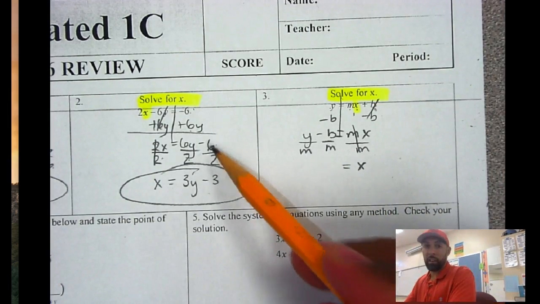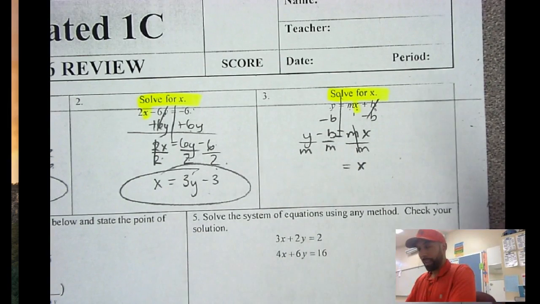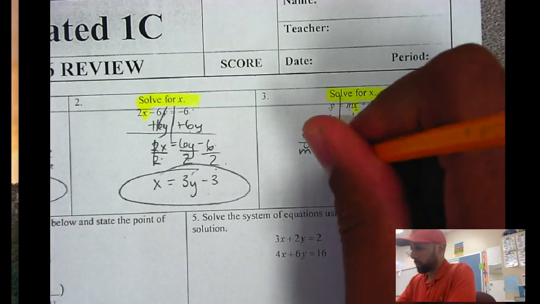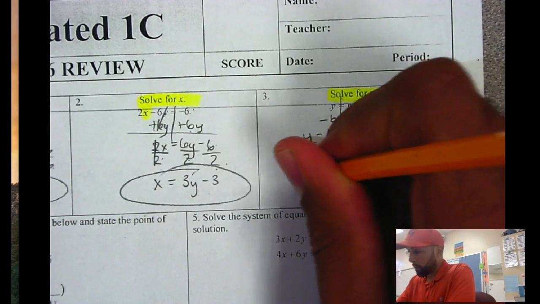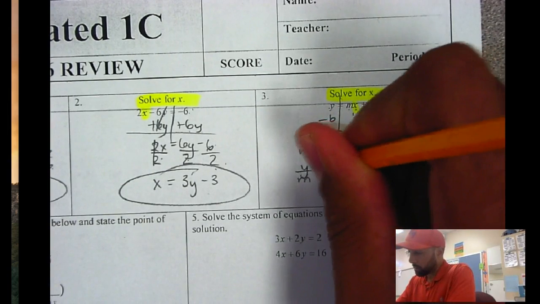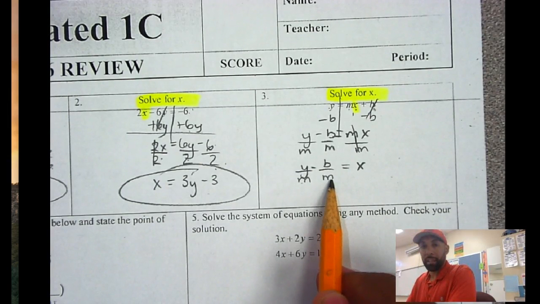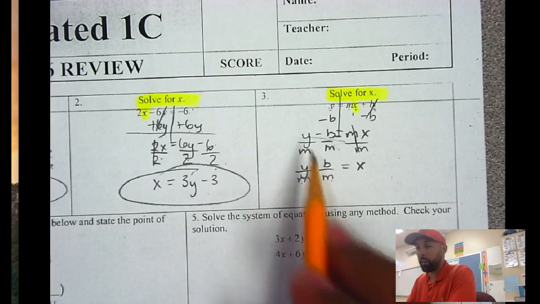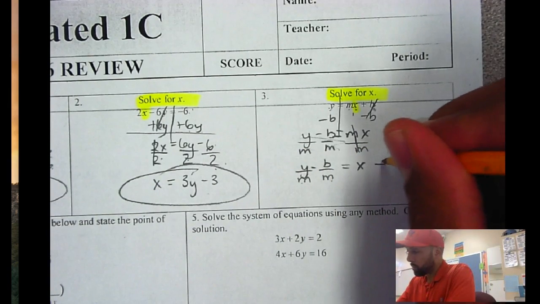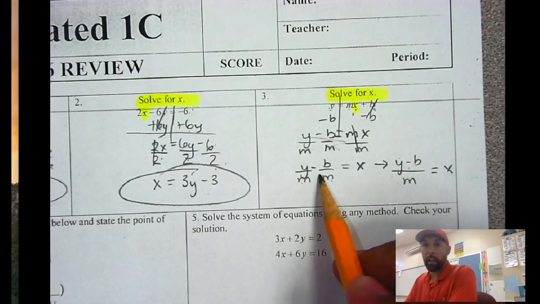Now usually if it's just a number, like 6 divided by 2, I can combine those, make a fraction, make a number, but here I can't divide 2 different variables. So I literally am just going to leave it like that. Now I can write this 2 different ways. Y over m minus b over m. But if you notice, they have the same denominator. So when I divide, I could just divide the whole thing by 1m. So the other way to write this is y minus b over m equals x, because this is the same as that. Okay?